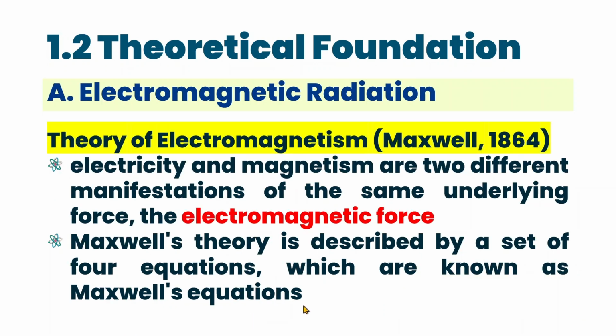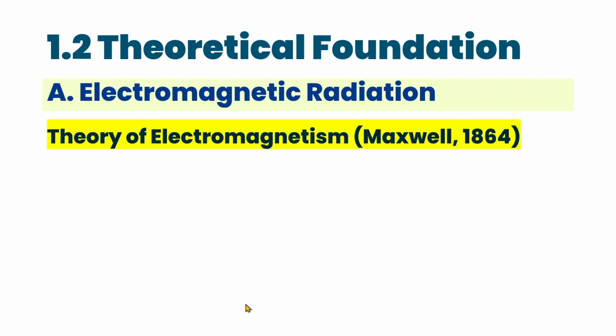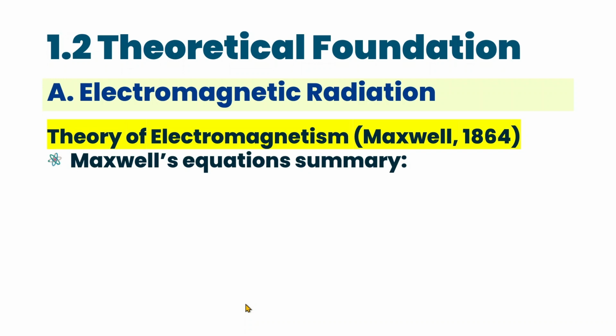The theory of electromagnetism states that electricity and magnetism are two different manifestations of the same force, the electromagnetic force. Maxwell's theory is described by a set of four equations. Let's talk about the equation summary, not the equations themselves, but the summary of the meaning of the four equations.